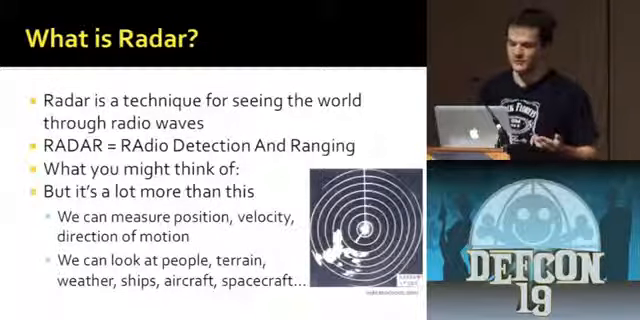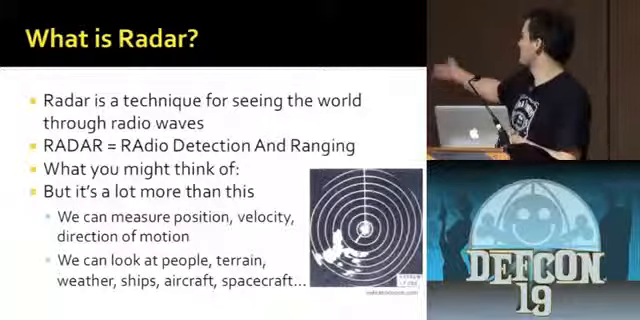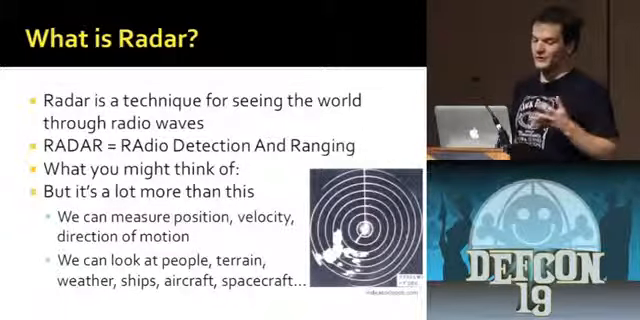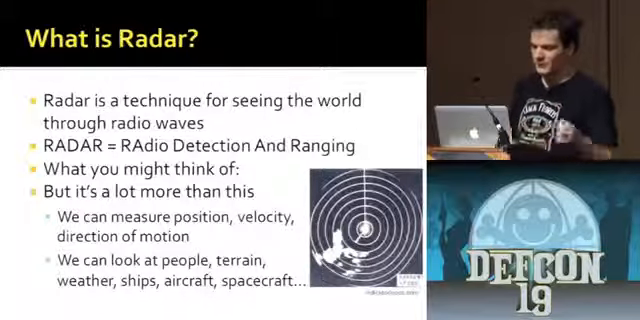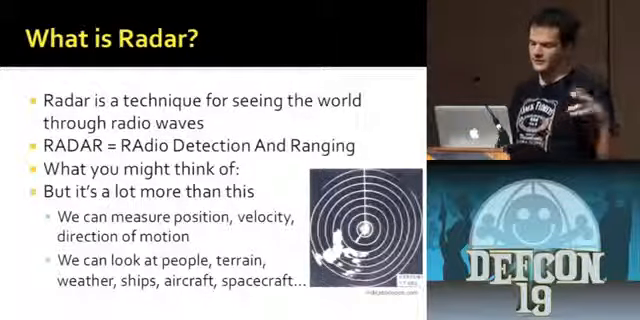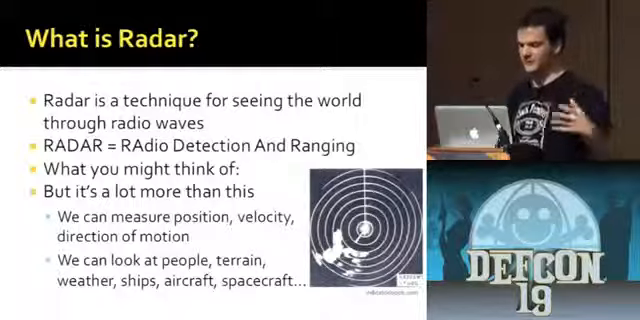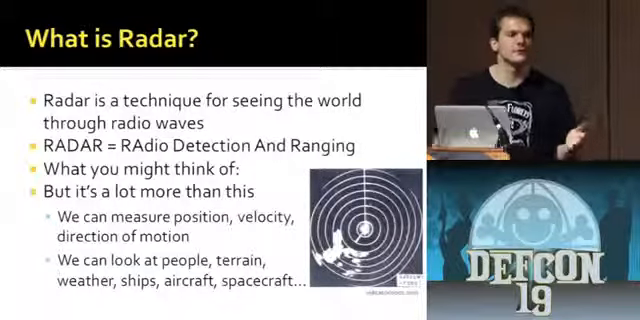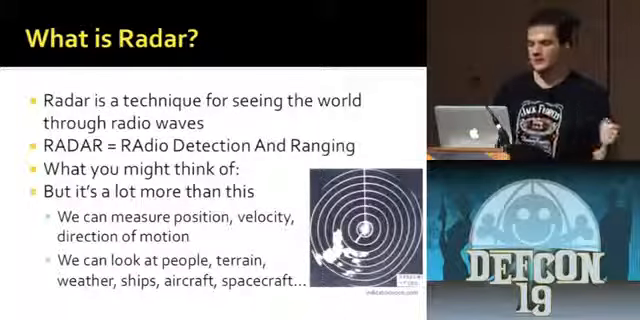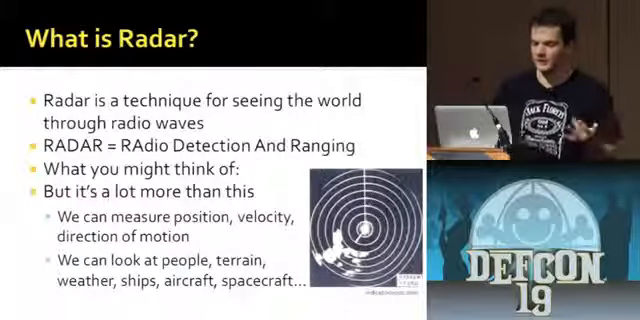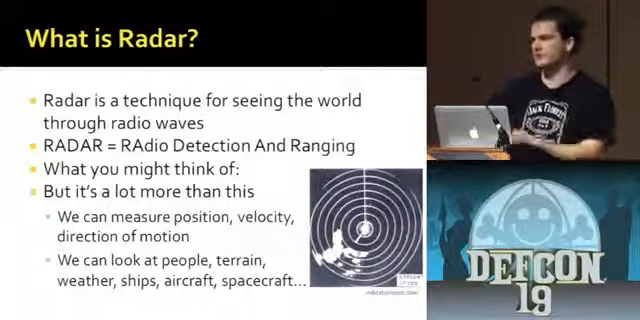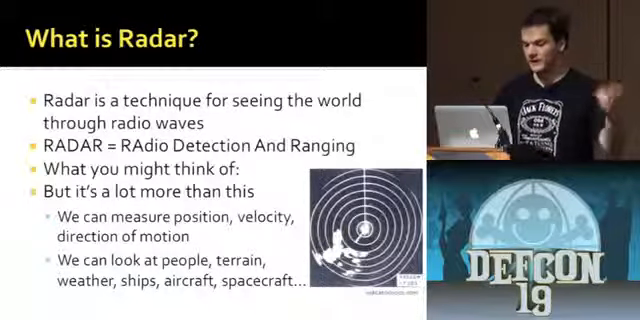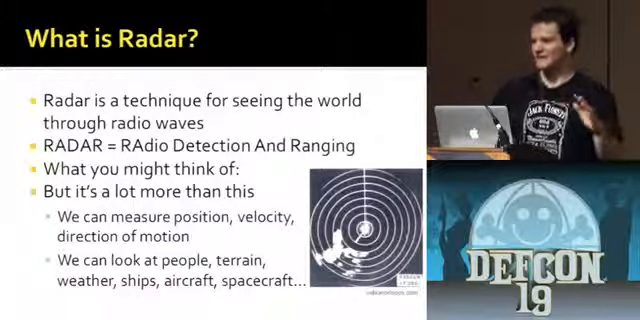What you might think of traditionally is something like this weather radar from the 40s. That's the basic idea of what people think, but what you're measuring is essentially the position of something, the velocity of something, the direction of motion of something. But you can actually do a lot with this type of technology. You can look at pretty much anything: people, terrain, land surface, foliage, weather patterns, clouds, rain, ships, aircraft, spacecraft, pretty much anything you can think of.